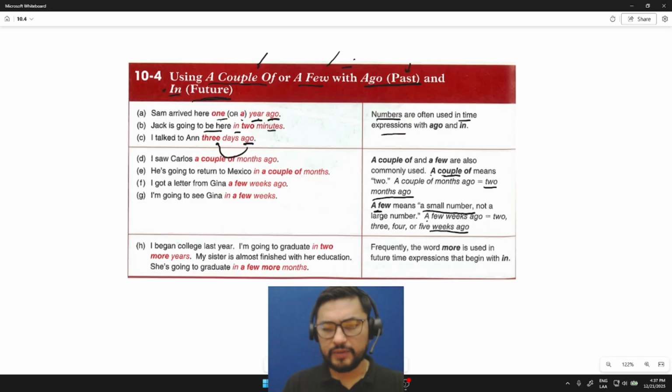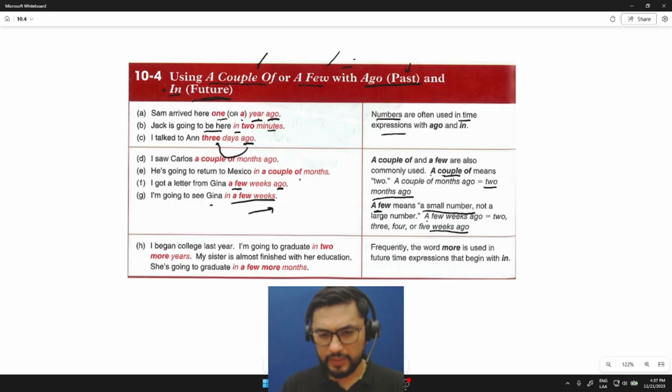Let's look at example F. I got a letter from Gina a few weeks ago. This is, of course, past time. And I'm going to see Gina in a few weeks. This is now the future time, right?